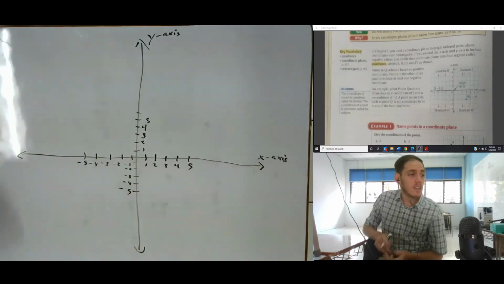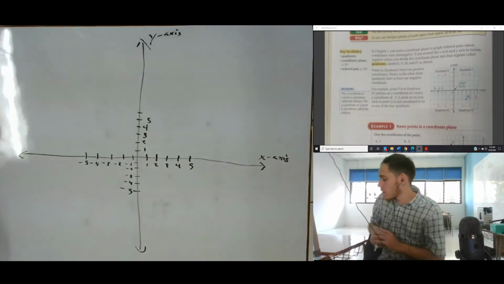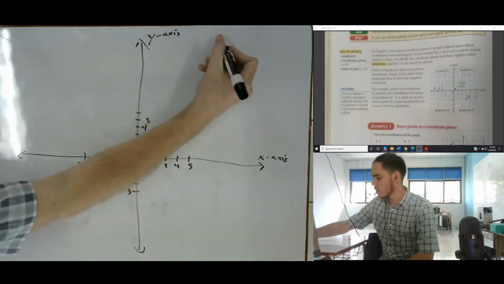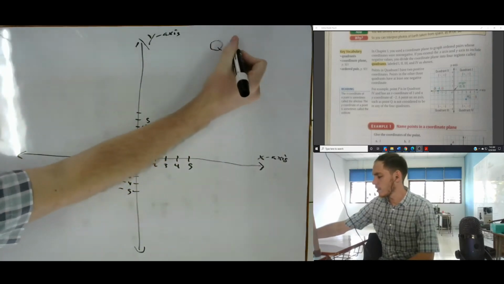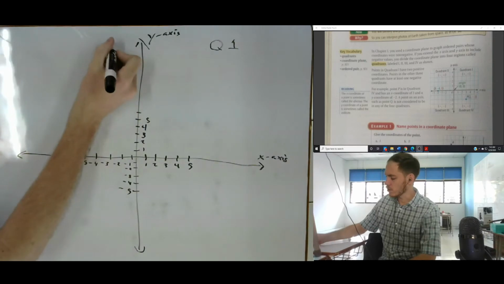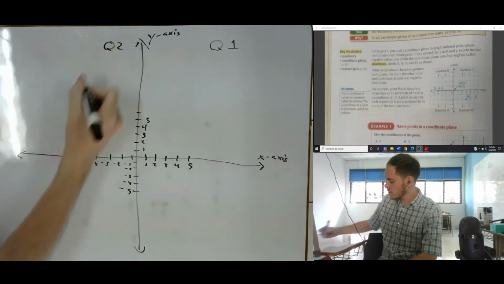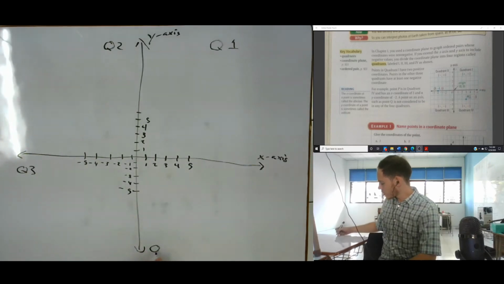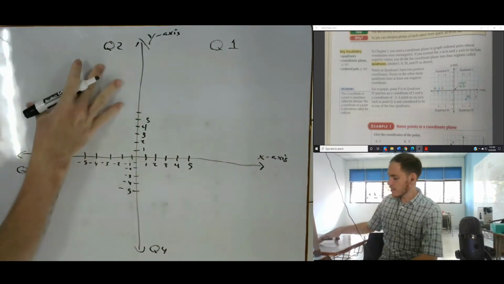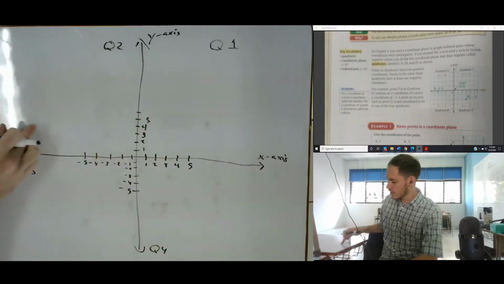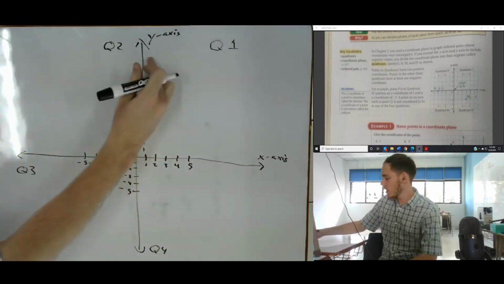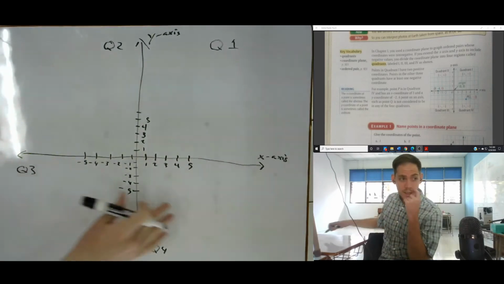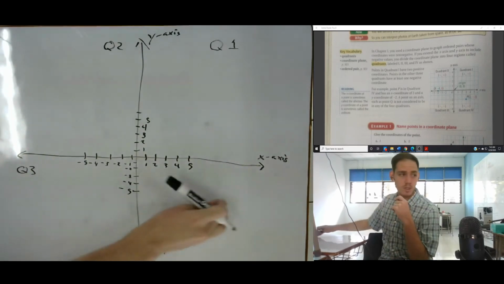Okay, so this is quadrant 1, and we're going to go counterclockwise. So quadrant 1, quadrant 2, and then quadrant 3, quadrant 4. If it is any point in this area, it is in quadrant 2. Any point in this area is quadrant 1. Any point in this quadrant is quadrant 3. And any point in this quadrant is quadrant 4.